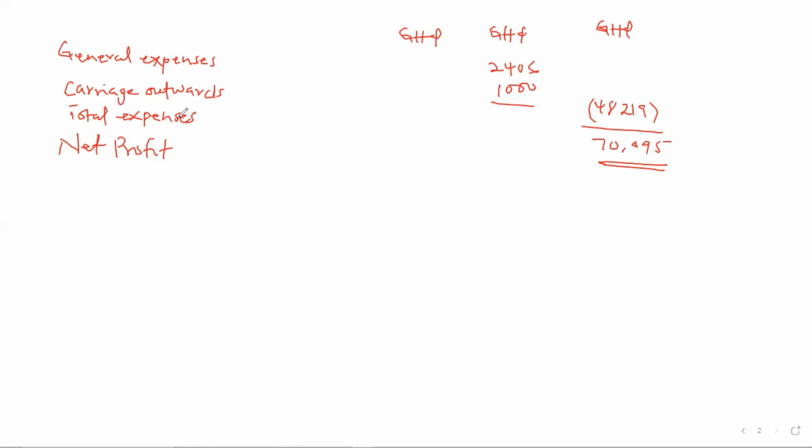Now we have to move to the next one, which is we should prepare the statement of financial position as at that date. That too is very, very simple. The statement of financial position is always prepared based on the accounting equation, which is assets is equal to capital plus liability. You can also prepare it as assets minus liabilities is equal to capital.